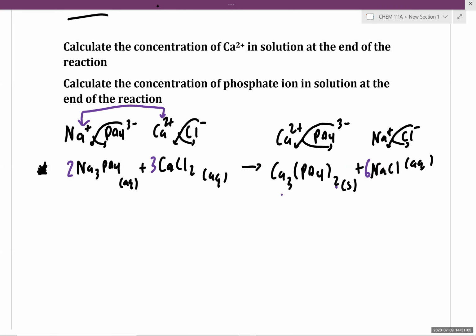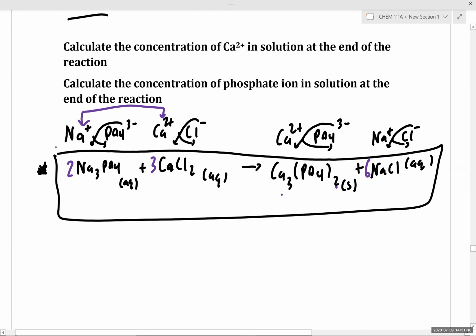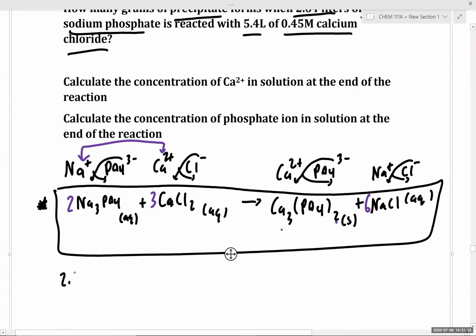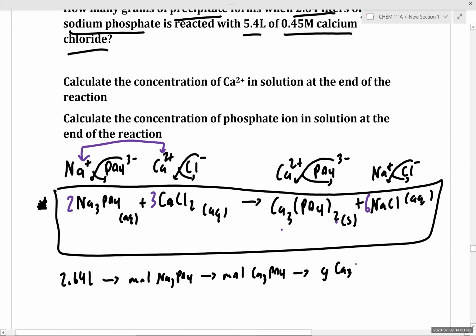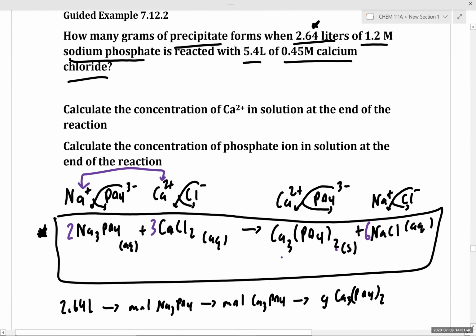Now that we have a balanced equation, we can execute on solution stoichiometry. Okay, so we're combining 2.64 liters. So we're starting with 2.64 liters. We're going to go to the moles of sodium phosphate. Then we're going to go to the moles of calcium phosphate. And then we'll go to the grams of calcium phosphate. Okay, so let's execute on that.